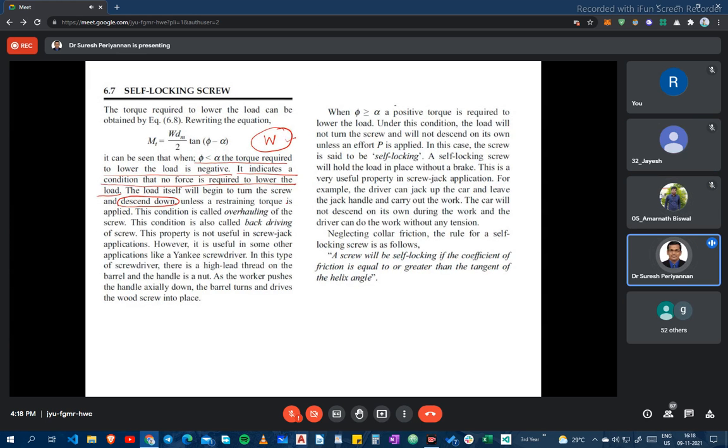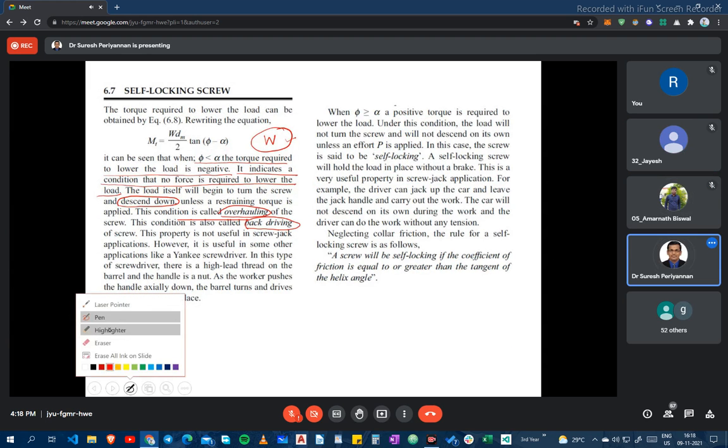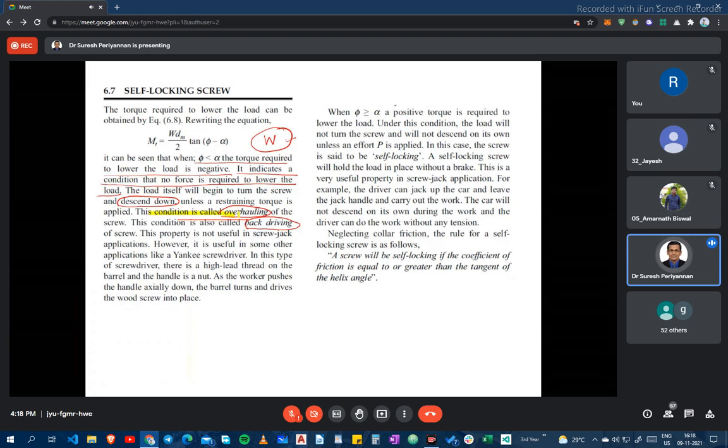Unless restraining the torque, this condition is called overhauling, or back driving of the screw. Overhauling or back driving of the screw. This is very important. You may get this kind of question in any interview also.